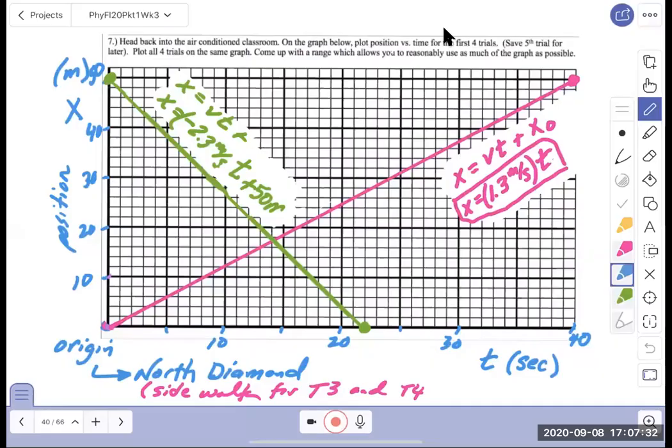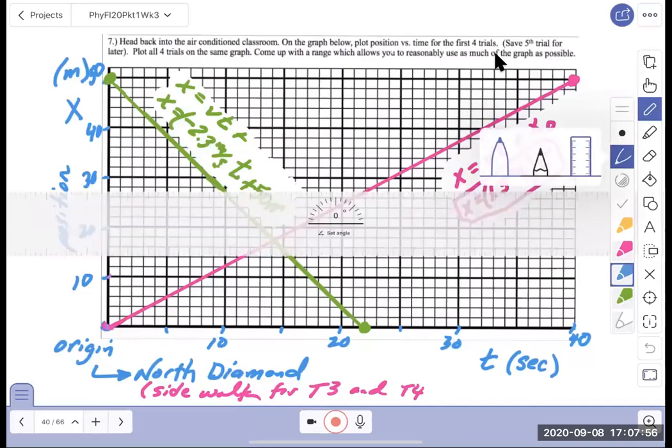So let me share that screen. So here we are. This is the first two we already had. Now let's go ahead and plot. You should plot it yourself though. Plot trial 3. And that's where we started, 10-meter mark, and then walked out to the main street. Okay. So I will plot what we got this morning.